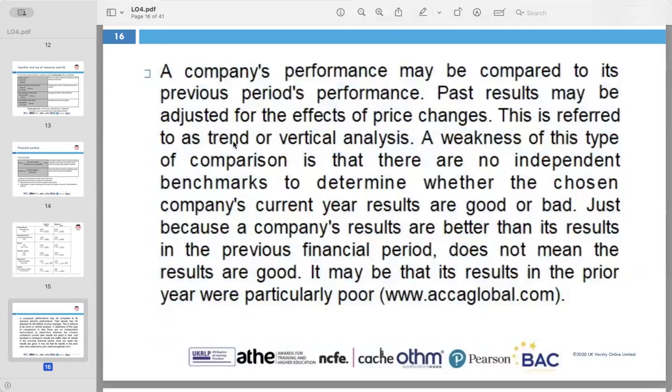can you see my screen, Hanesh? Yes. Okay, okay. So basically here he's discussing trend or vertical analysis.